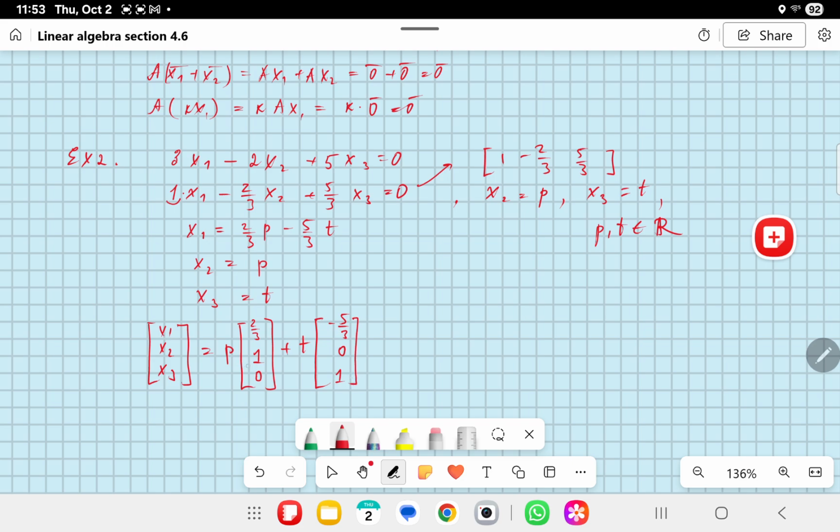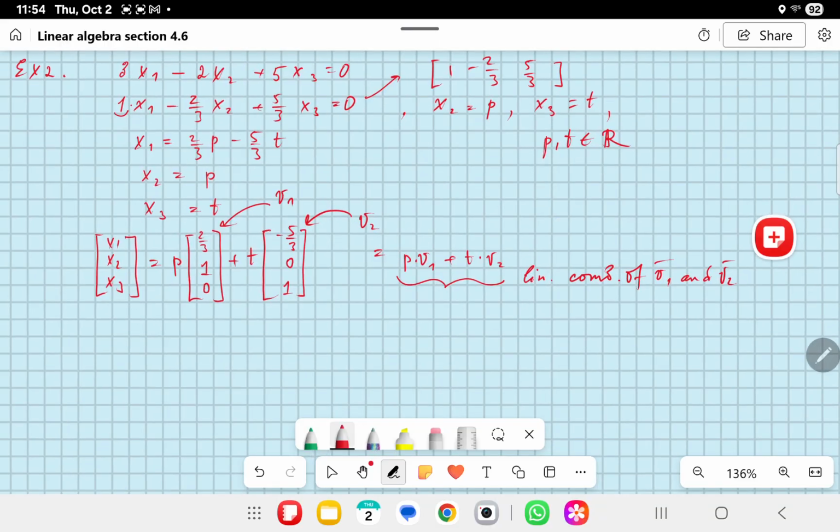So what we have, guys, is a linear combination of two vectors. This is v1, and this vector is v2. So we have p v1 plus t v2, and p and t are just arbitrary numbers. That's a linear combination of v1 and v2. We know that all possible linear combinations make the span of v1 and v2. So basically, the space of solutions is the span of these two vectors.